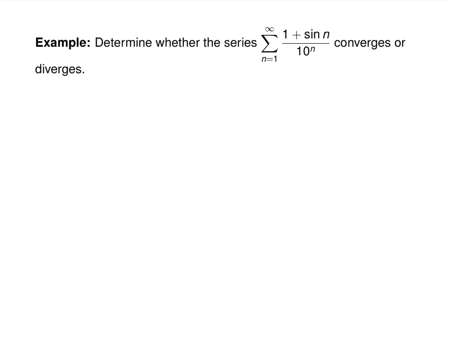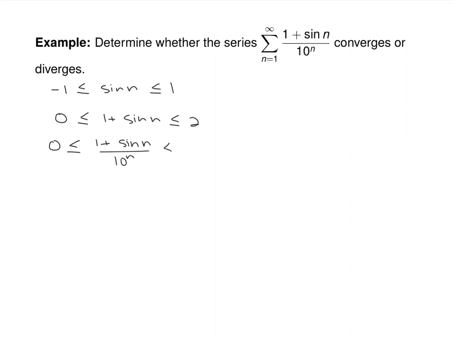All right, this series, 1 plus sine n over 10 to the n. This will actually be direct comparison. So the first thing to observe about sine is that -1 is less than or equal to sine of n, which is less than or equal to 1. So sine n is in between -1 and 1. So then 1 plus sine of n is less than or equal to 2, bigger than or equal to 0. And so 0 is less than or equal to 1 plus sine of n over 10 to the n, which is less than or equal to 2 over 10 to the n.